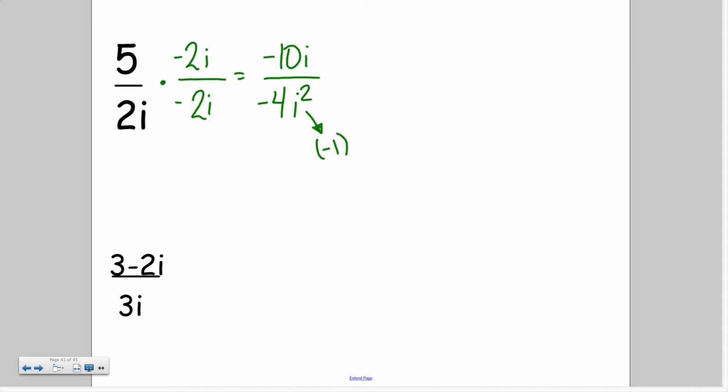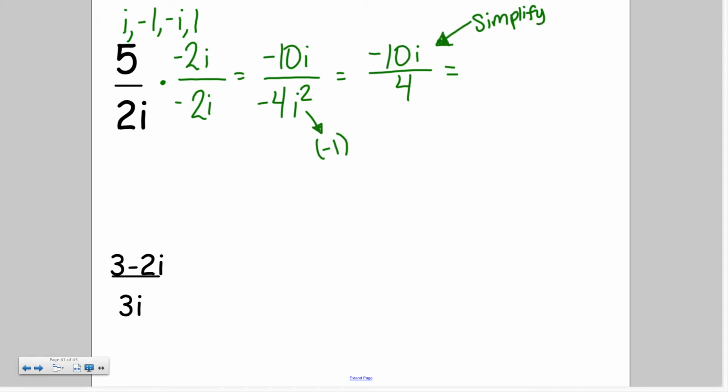You just remember, write down our little pattern that we have, okay? If you have to keep writing it, keep writing it, just so that way you have it and can remember it. So I'm going to end up with negative 10I over negative 4 times negative 1, which is going to be 4. Now, I need to go ahead and simplify this, okay? I cannot leave it that way. So I need to make sure that this is in simplest form.